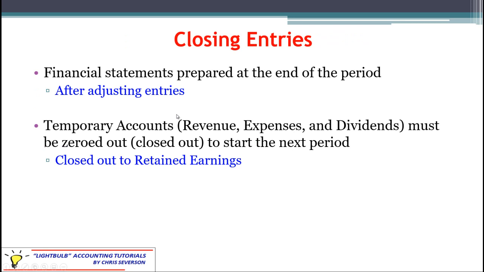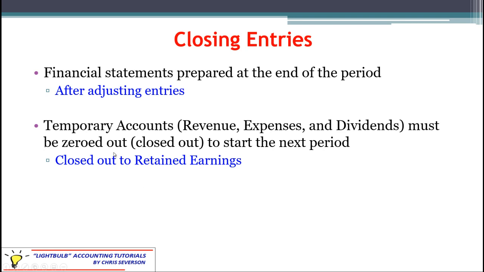Now, the closing entries, the whole purpose of these is basically to restart the next period, close one period out, start the next period fresh. Now, the financial statements are going to be prepared at the end of the period after we've done all of our adjusting entries and created an adjusted trial balance. We use those adjusted balances from the adjusted trial balance to actually complete the financial statements, and then we go through the closing process to reset the books for next period.